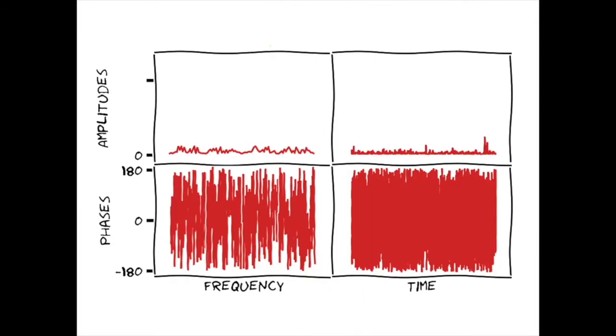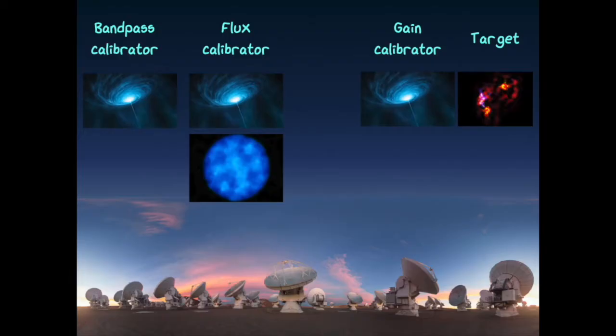However, target sources are typically faint, so that the data are dominated by noise from the full primary beam of each antenna, so we need to rely on calibrators to calibrate the target data. There are typically three different types of calibrators that we observe in a project. These are the bandpass calibrator, the flux calibrator, and the gain calibrator. The first two can be anywhere in the sky, but the gain calibrator needs to be close to the target to apply a correction method called phase referencing.